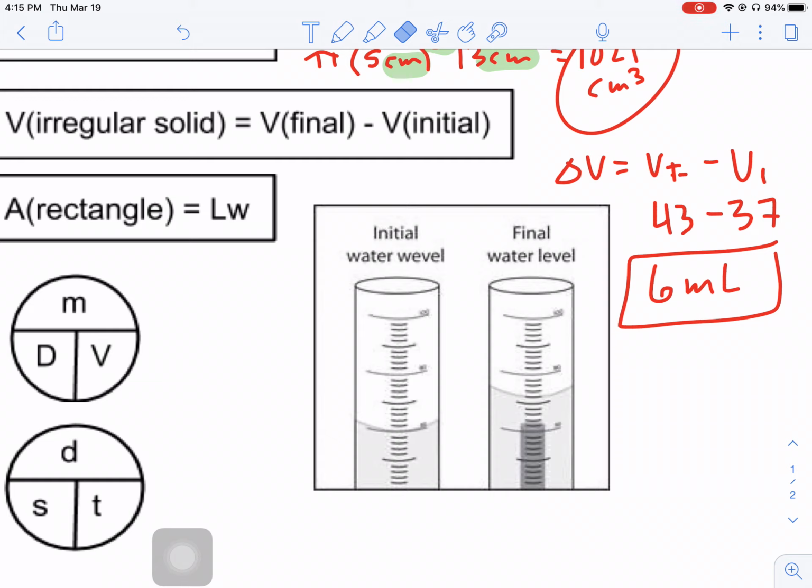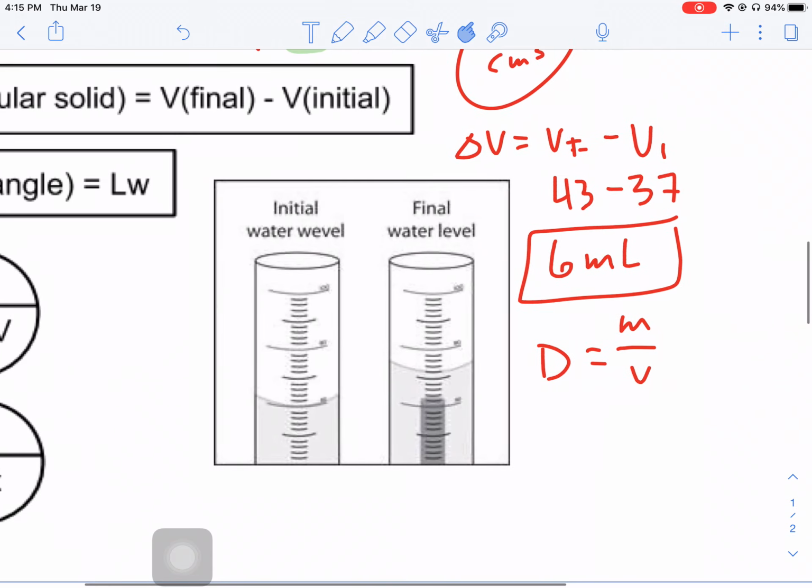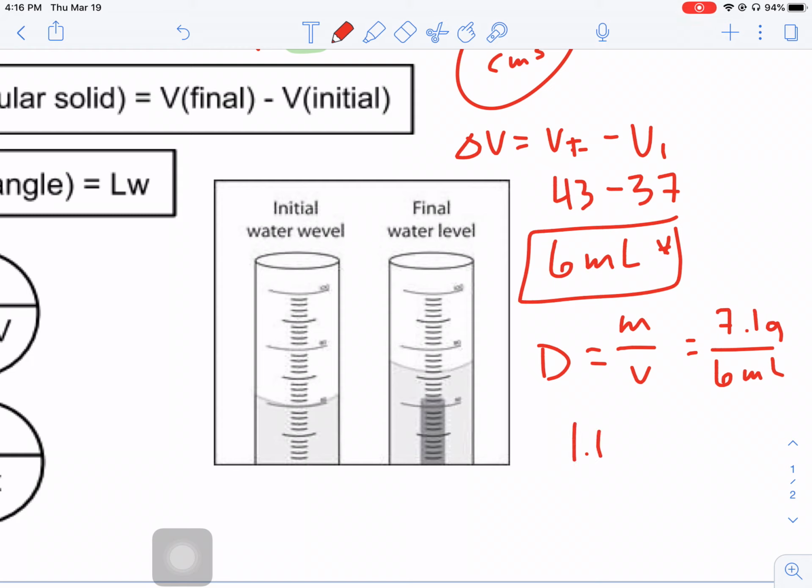Let's take that a step further and calculate the density of this army man. So if you want to calculate density, you put your finger over density, and you see that the mass is on the top, the volume's on the bottom. And let's say we put that little army man on a scale, and he has a mass of, let's say, 7.1 grams. We already know the volume was 6 milliliters, so 7.1 grams is an appropriate unit for mass. 6 milliliters would be an appropriate unit for volume, and when I do the calculation, I get 1.18 decimals repeating, and the unit would be the gram per milliliter.